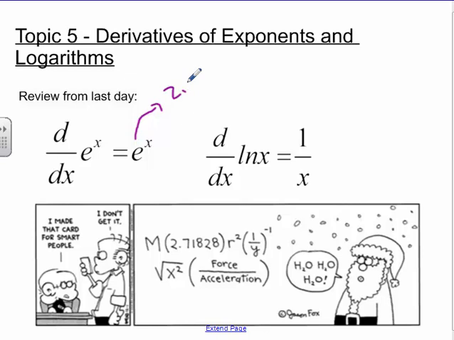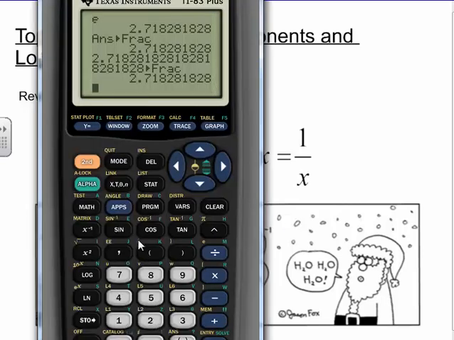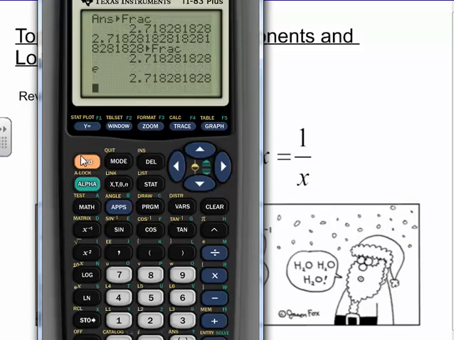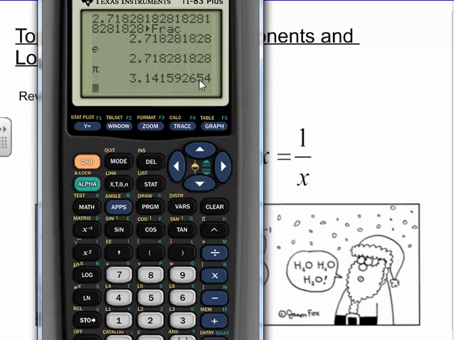It is 2.7 something. You can find it on your calculator. There's a button on there, right? It is right here. This is e. It is a constant. It's kind of like pi. You know how pi is 3.14159? It's a completely irrational number.